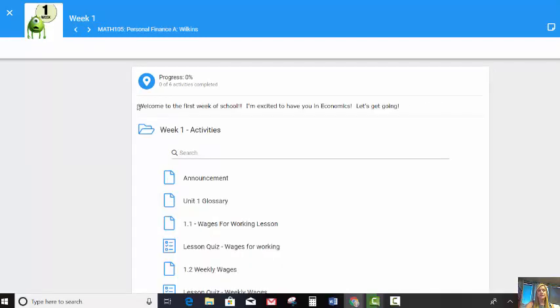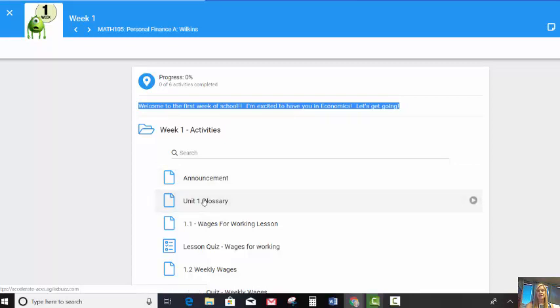Each week you will see an announcement either right here at the top of your screen or as the first item on here. I have placed this one as the first item on here because it does have a video that goes along with it. So again, make sure that you click on the announcement because it has important information to help you with what you're doing for the week.